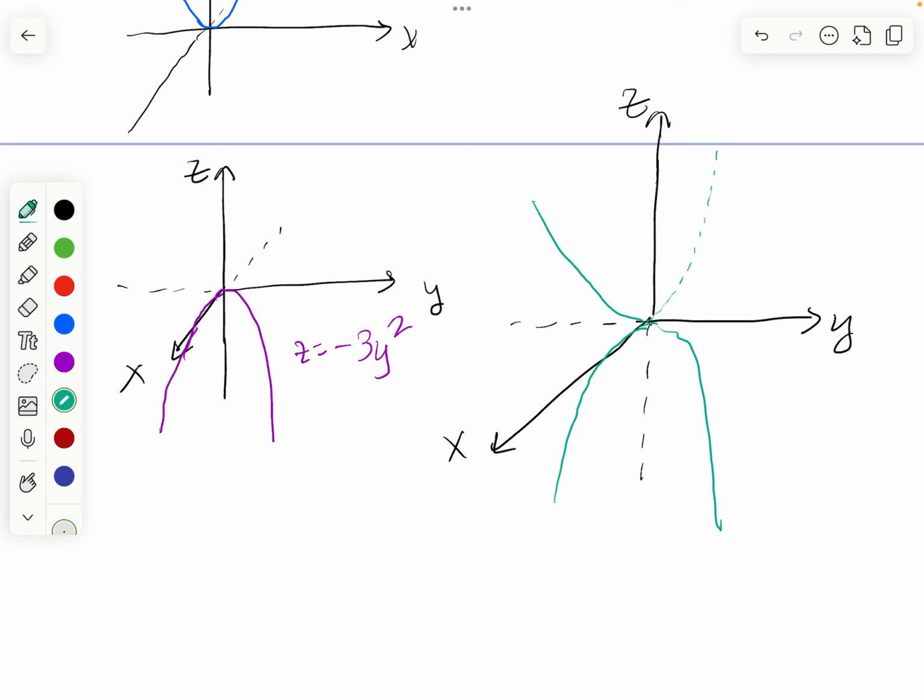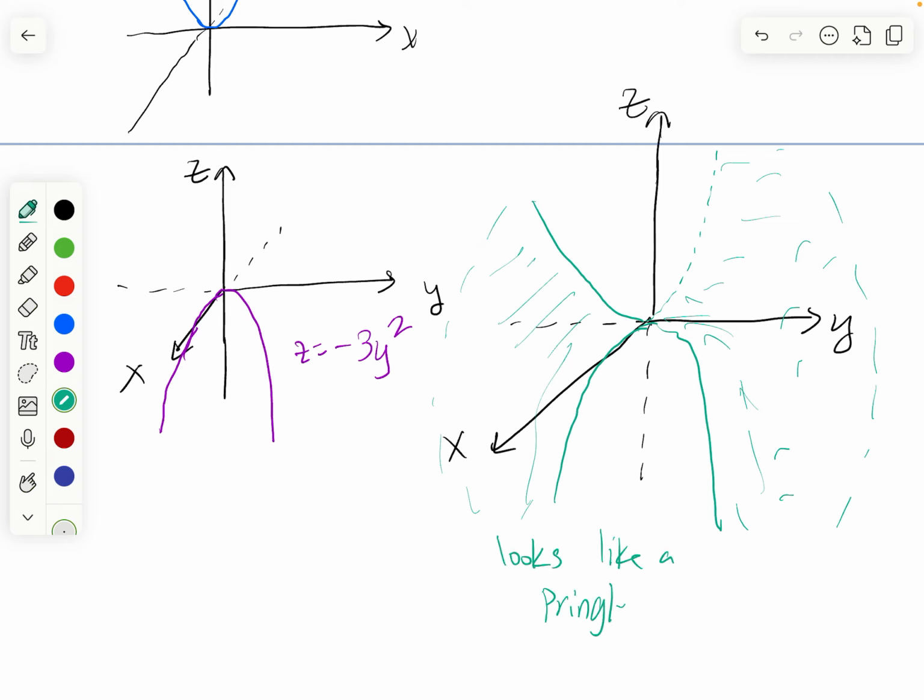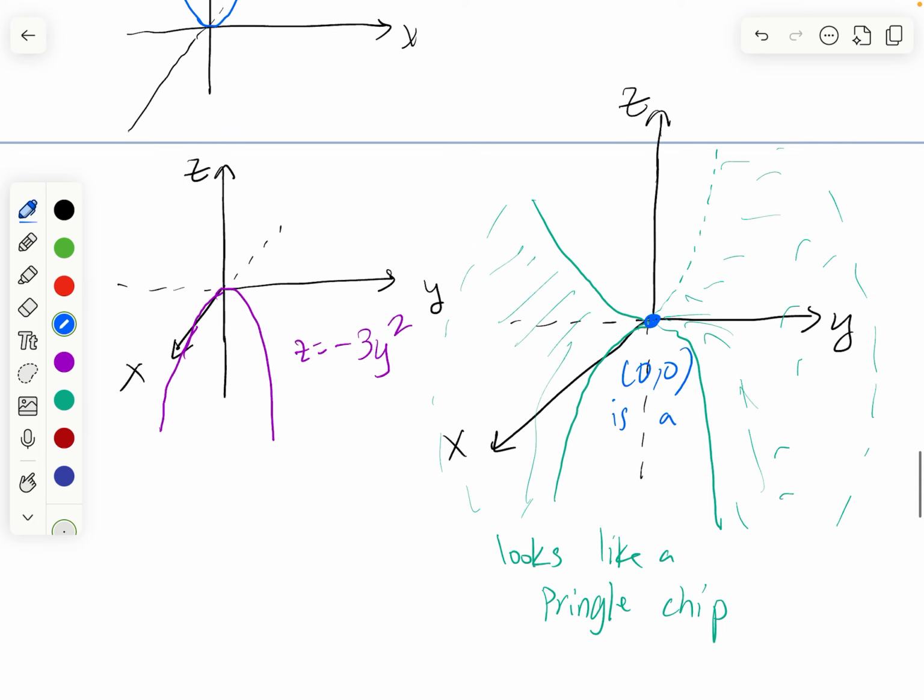Okay, does this help? Something like this? I don't know if that helps. But the graph of it is supposed to look like a Pringle chip. A Pringle. And the point 0, 0, this is called a saddle point.